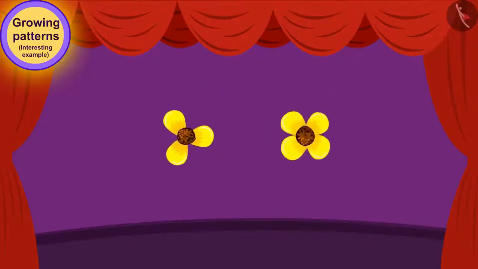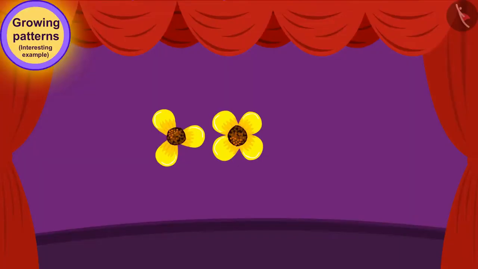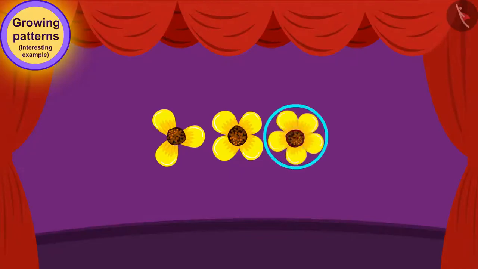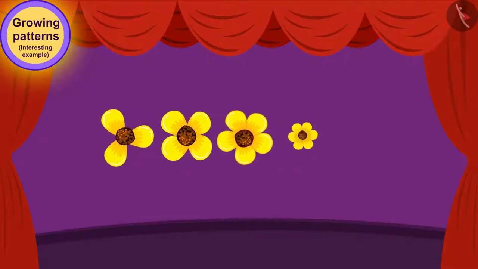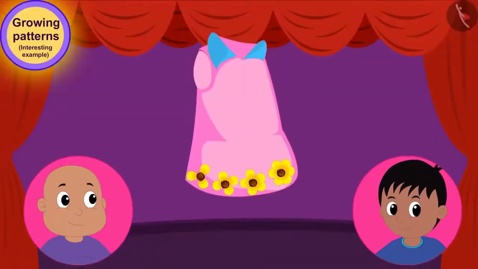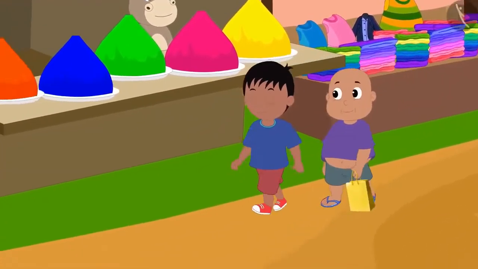Then, a 4-petal flower was added to it. In this way, every time a flower with one more petal is being added to it. Now, how many petal flowers do we have to add to carry this pattern forward? Exactly! We have to add a flower with 6 petals. Bablu bought the dress and Raju and Bablu went to the next shop to buy diyas.